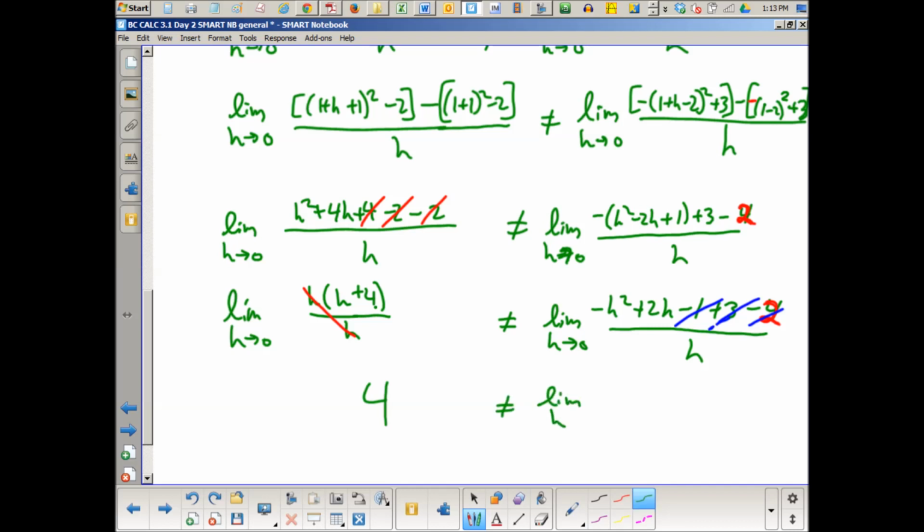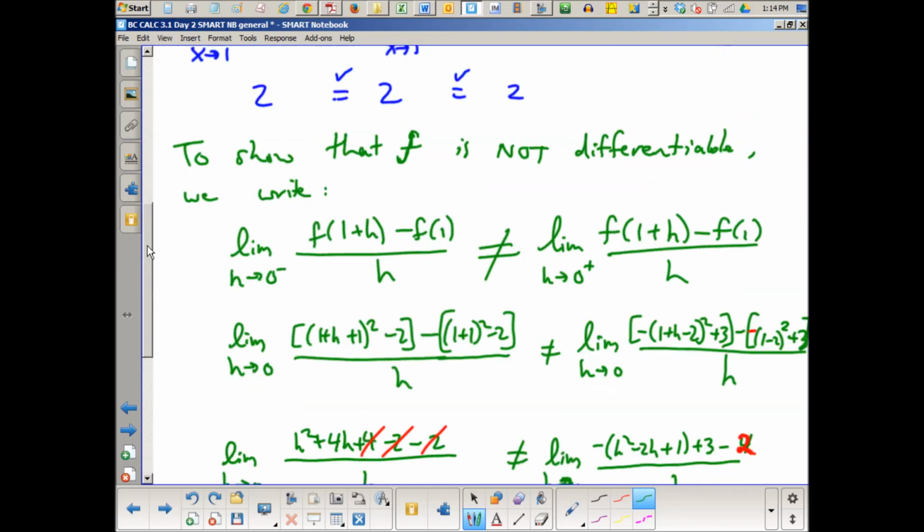And we get, if you factor out an h, you have negative h plus 2 right here, all over h. This is an h. Okay, then you can reduce it. All right, so in the end, this side was 4, and if you plug in a remaining 0, you get 2 on this side. So what exactly does this mean? This means that the tangent lines on one side are approaching the slope of 4, but the tangent lines on the other side are approaching the slope of 2. And if you go back to the graph, and you draw in those tangent lines, you'll see what I mean.